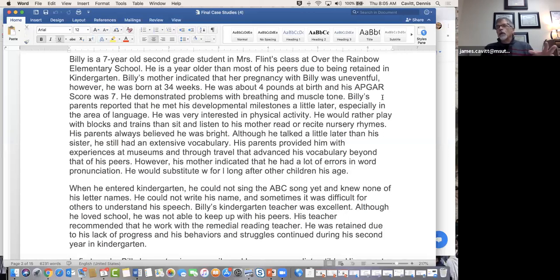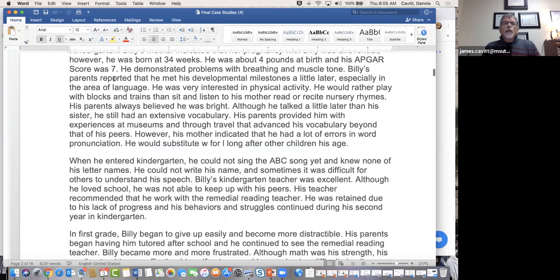This is a score that when a child is born, a 10 is perfect. Anything below that is not so great. The closer you get to 10, the better it is. So 7 is there's some issues, but nothing significant. He had some breathing problems, which is usually pretty typical of a premature birth. And he had some muscle tone issues, but that was not anything significant for Billy. Billy's parents reported that he met his developmental milestones a little later, especially in the area of language.